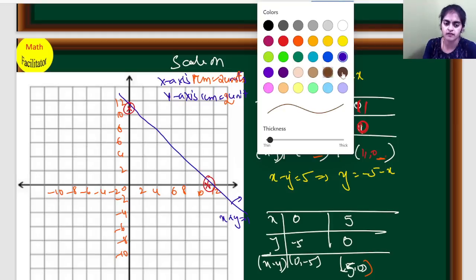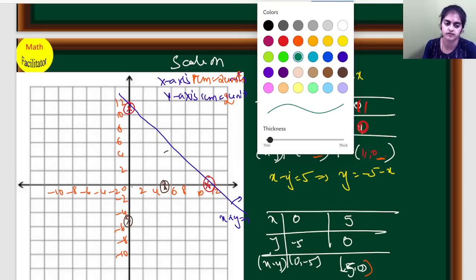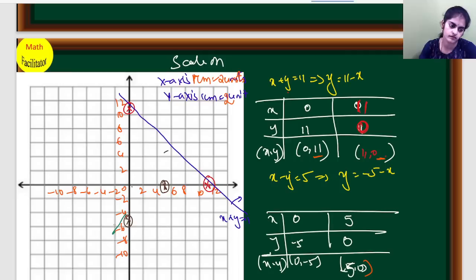Now see the next one. So you have 0, minus 5: 0 on the x-axis, minus 5 on the y-axis. And 5, 0: 5 on the x-axis and 0 on the y-axis. This is the point. So now joining these two points. You will do it with a perfect scale. I don't have one here, so I'm doing it roughly, but you will do it with a perfect scale.